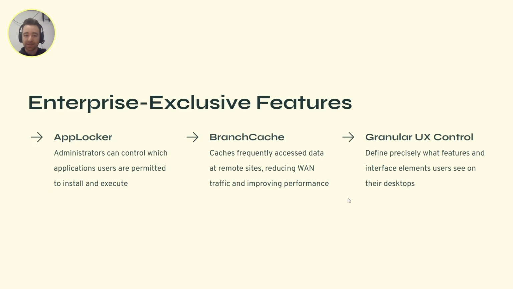Let's kind of tie it in here. If you're looking at enterprise and you need to control what applications everyone in your business can or cannot download, you need to get Windows 10 Enterprise. If you're looking at caching frequently accessed data, you're going to be looking at Enterprise. If you're looking at really granular, specific control over what users have on their desktop in an enterprise environment, you're going to want Windows 10 Enterprise.